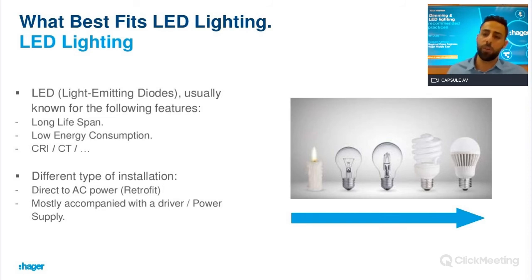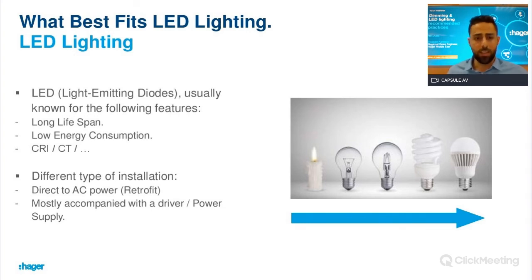Of course, lighting professionals and people who work in this industry know that LED also has many aspects and features in terms of CRI, which is the color rendering index, and CT, which is the color temperature of each lighting.